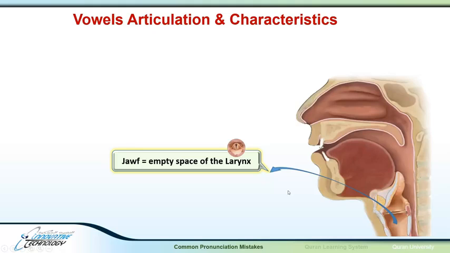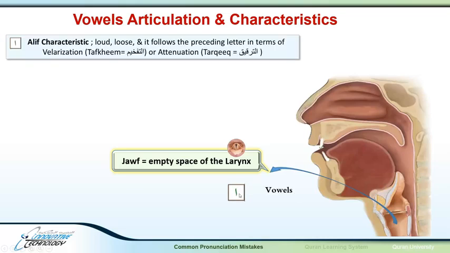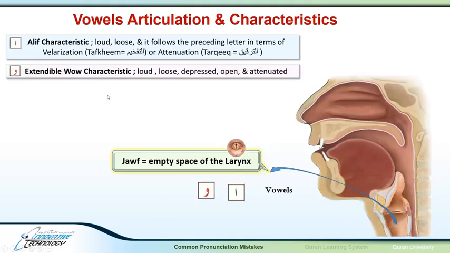Now, those letters are basically the vowel letters, and they are the alif, which is characterized by being loud, loose, and it follows the preceding letter in terms of velarization, tafkhim, or attenuation, tarqiq. The second vowel is the oo. The waw actually comes into 2 forms: the vowel, which is the extendable waw, and the non-extendable waw. So what we're discussing here is basically the extendable waw, which is the vowel. Extendable waw is loud, loose, depressed, open, and attenuated.